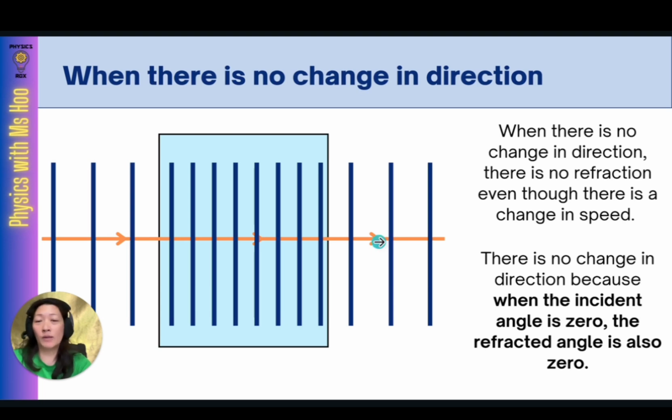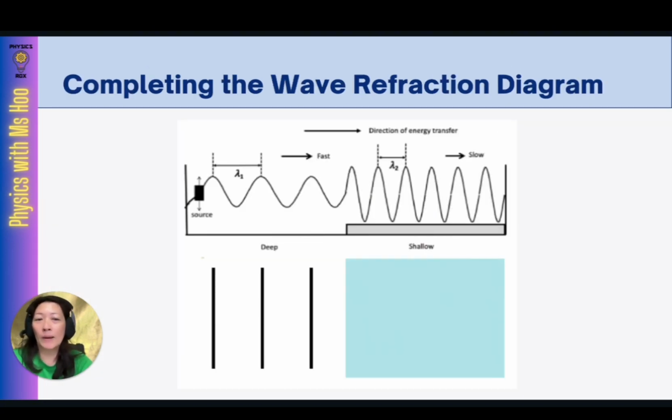And then when they get back out from that shallow region, back into the deep region, the wavelength will be greater. So whether it's water waves, sound waves, or any kind of electromagnetic wave, how you explain that there is no change in direction is because when the incident angle is 0, the refracted angle is also 0. And this is true whether it is slowing down or speeding up. Now for this video, we're going to focus on water waves. So we're going to look at how to complete the wave refraction diagram for water waves.